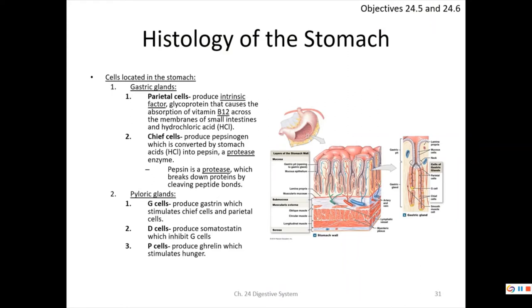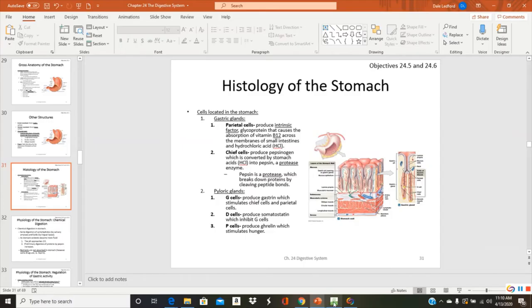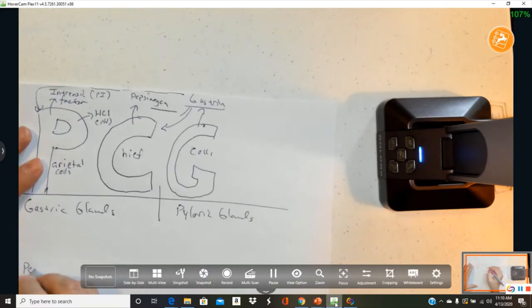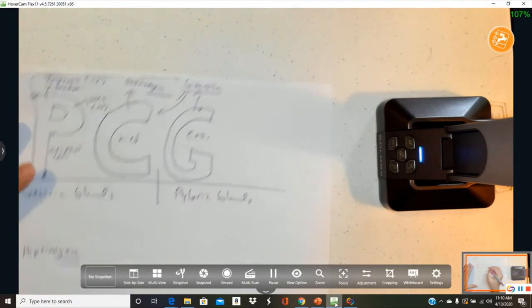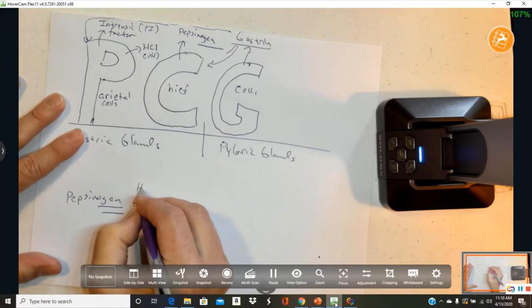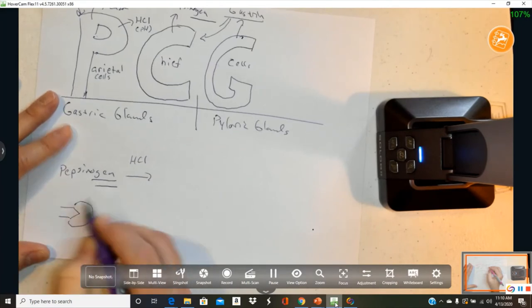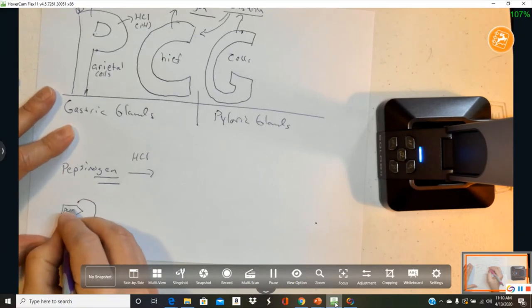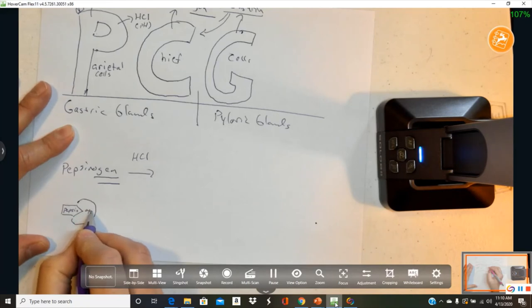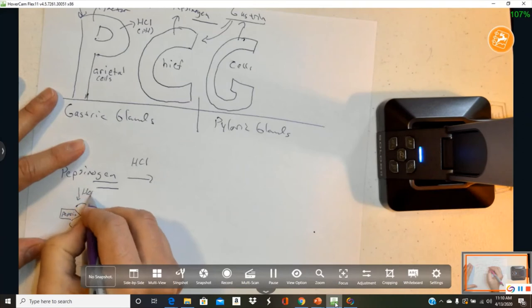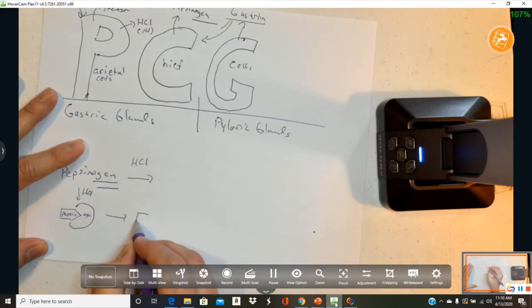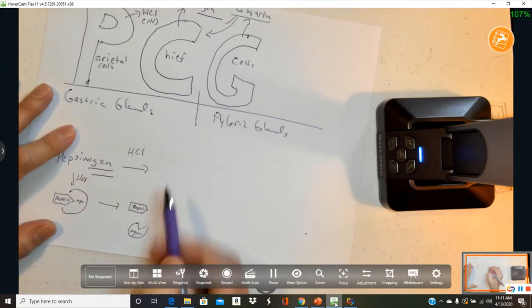Pepsinogen is actually turned into pepsin when it reacts with hydrochloric acid. Let's talk about that a little bit. Pepsinogen, underline the gen. When hydrochloric acid, HCl, comes in, imagine we have pepsin and then here's the ogen. HCl takes the pepsin and activates it, and the ogen precursor is just cut off. It's gone, and now it's active.